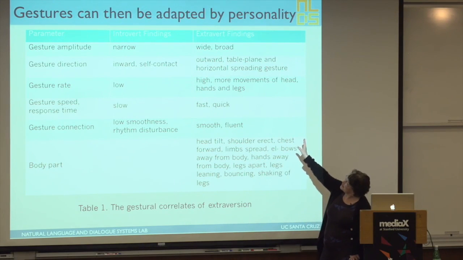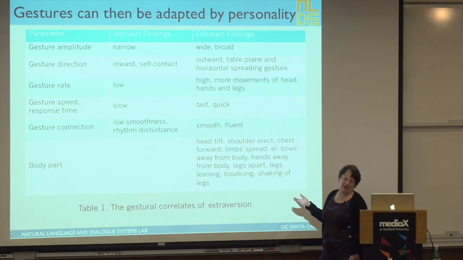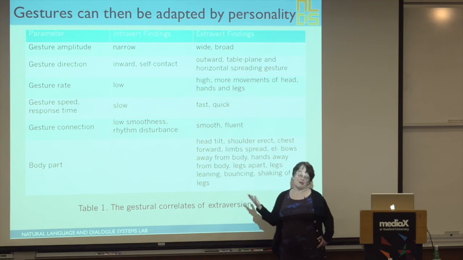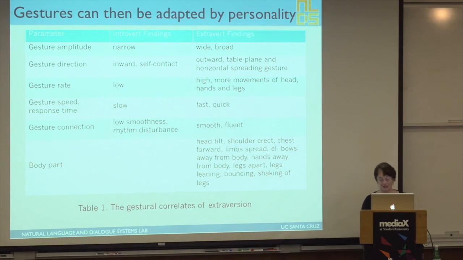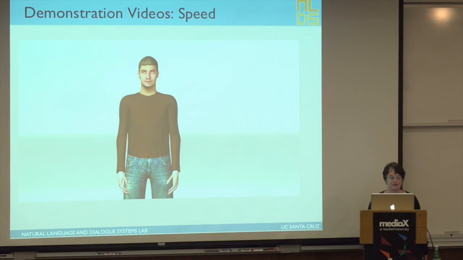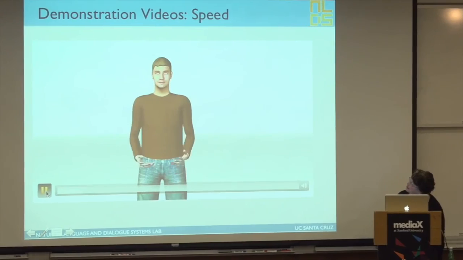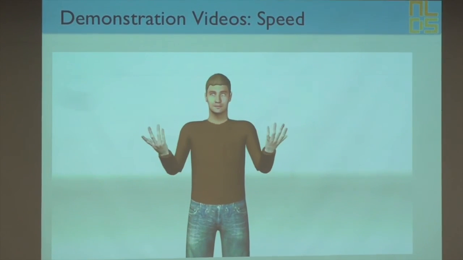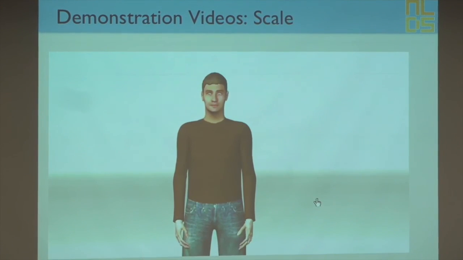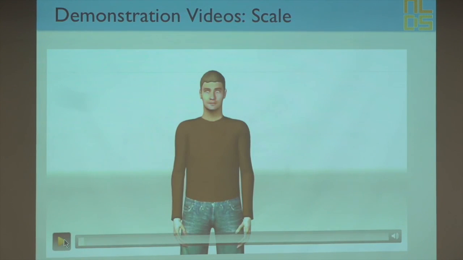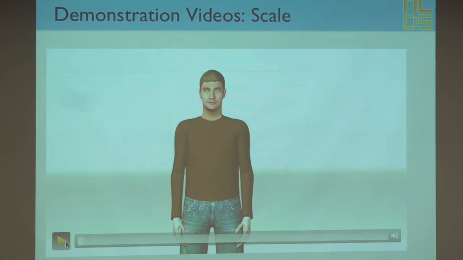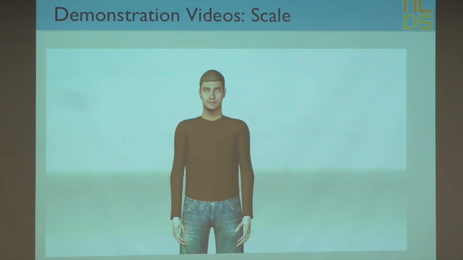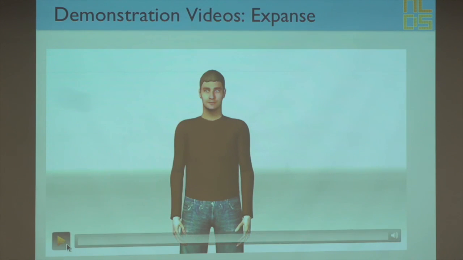So this shows, for an introverted or an extroverted agent, some of the parameters from the psychology literature that says how people's body language differs depending on their personality, and we have control over those parameters at the graphical rendering level. So I was just going to show you a little bit what they look like. We can control the speed. That's slower, you see. And we can control the scale of the gesture with the body. So we have all these different parameters, and then these are some examples.